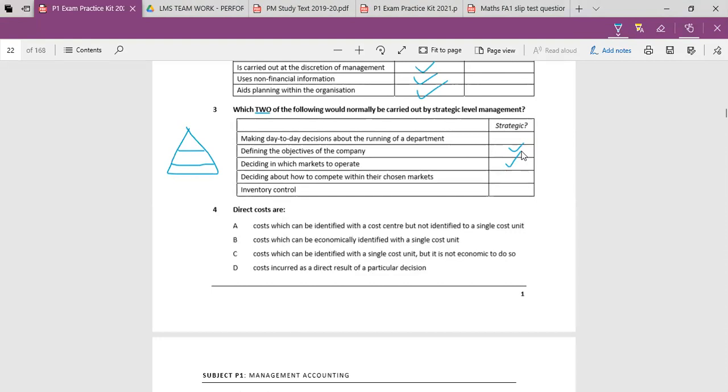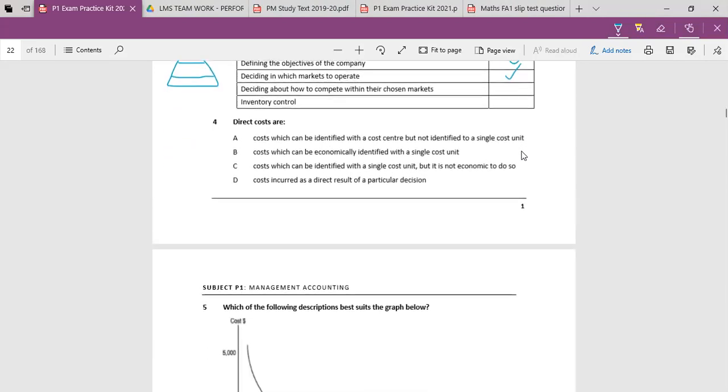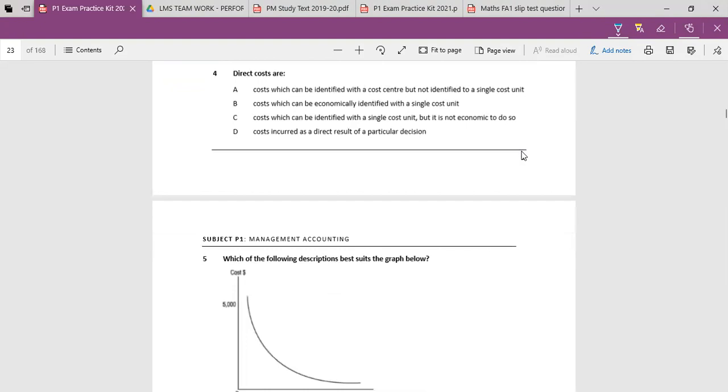Direct costs, what are direct costs? Costs which can be identified with a cost center but not identified to a single cost unit. B is the right answer. Cost which can be economically identified with a single cost unit.